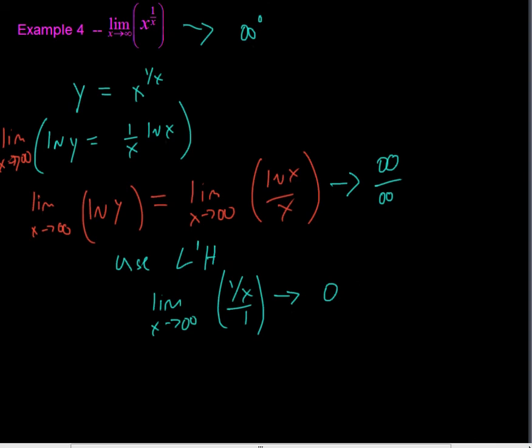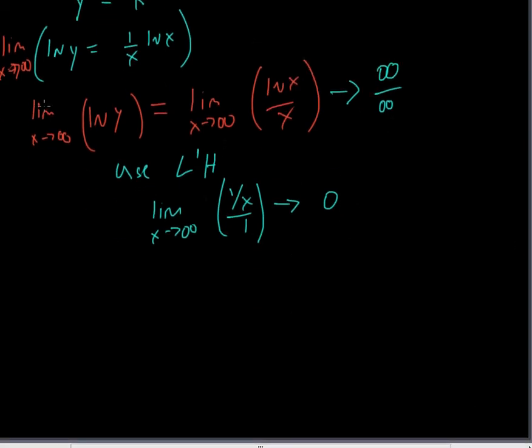So what that's telling us is that the limit of ln of y is approaching 0 as x is approaching infinity. So we need to find out what y is. We know ln of y is approaching 0. So if we exponentiate both sides, e to the power of both sides, we get y is approaching 1. Okay, so our answer is this thing is equal to 1. All right, well, there we go.